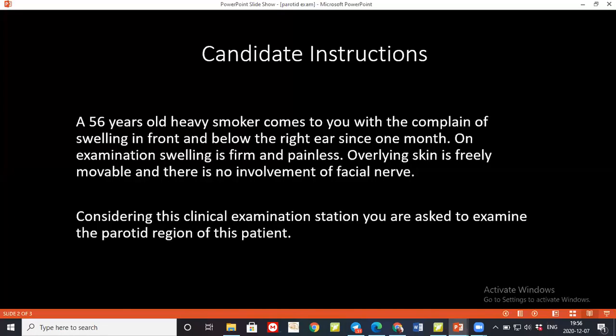Okay, so what are your differential diagnoses of the lump? My provisional diagnosis could be a benign neoplasm like pleomorphic adenoma and Warthin tumor. Another differential diagnosis is a malignant neoplasm such as mucoepidermoid carcinoma, adenoid cystic carcinoma, adenocarcinoma and lymphoma. It could be inflammatory such as Sjogren syndrome and Mikulicz syndrome, and infective such as parotitis.